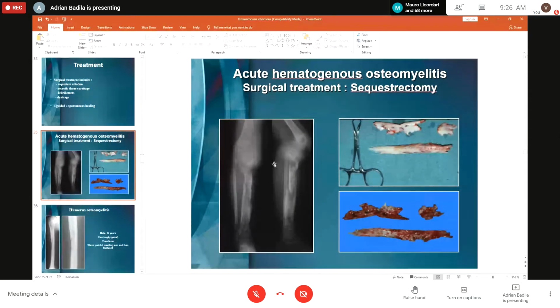Sequestrectomy. We already saw this image. This is the sequester, a fragment of necrotic bone that must be excised. And these are the post-operative images after the excision of the sequester.